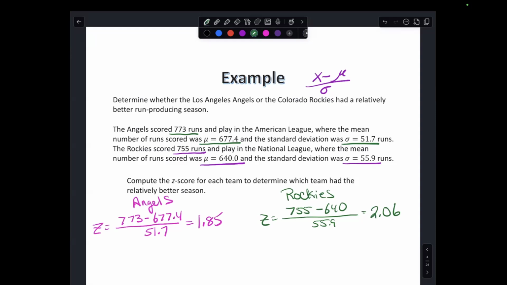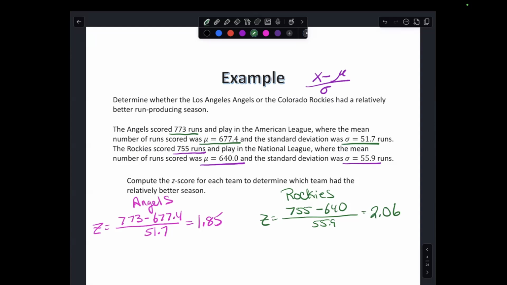All right, so the z-score for the Angels is 1.85. Their runs for the year, while pretty good, are not quite an outlier. They're still almost 2 standard deviations above the mean. So they did have a really good year. They have a 1.85 z-score.